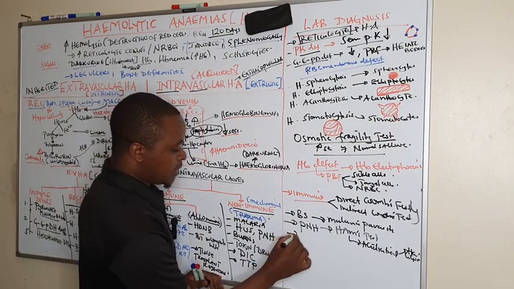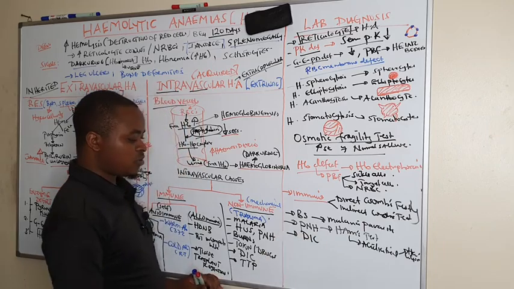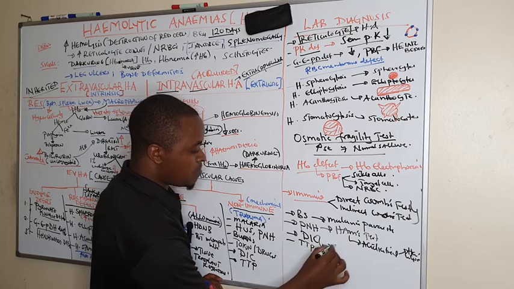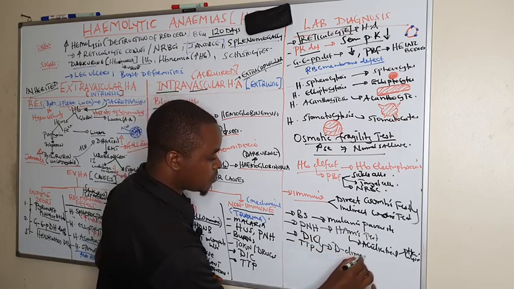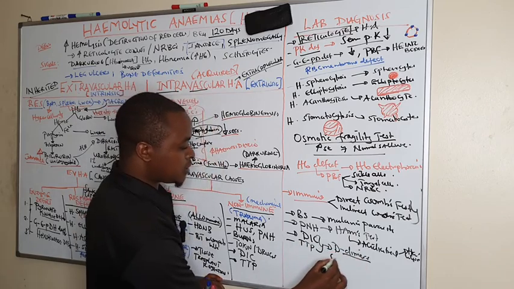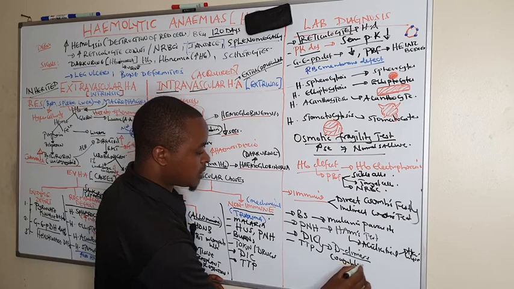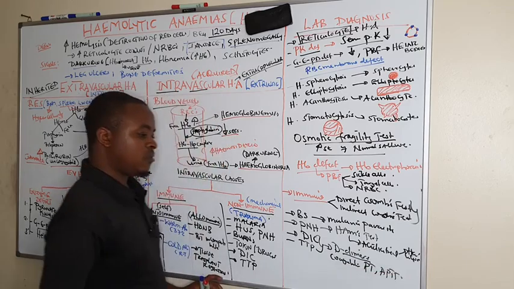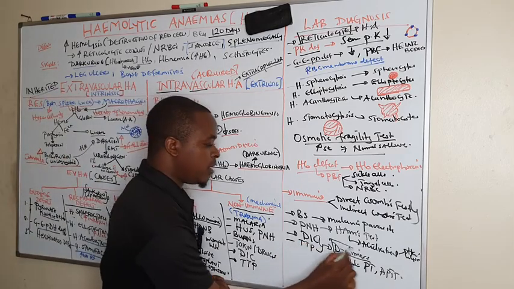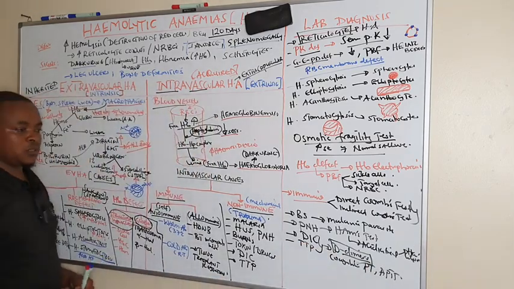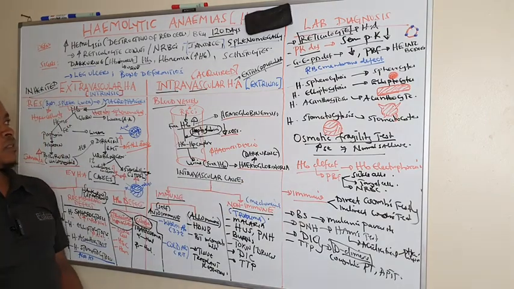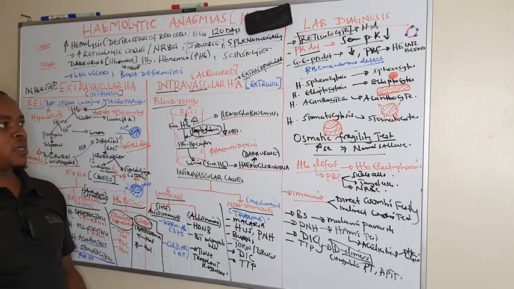If the cause is DIC, that is disseminated intravascular coagulation, or thrombotic thrombocytopenic purpura, we can do D-dimers and other coagulation tests, like prothrombin time, activated partial thromboplastin time, like that. But commonly we can do D-dimers throughout. And as we said, among all the extravascular causes there is increased bilirubin.